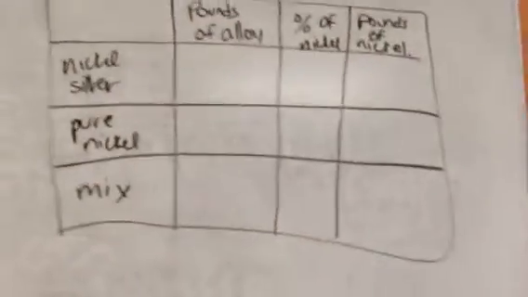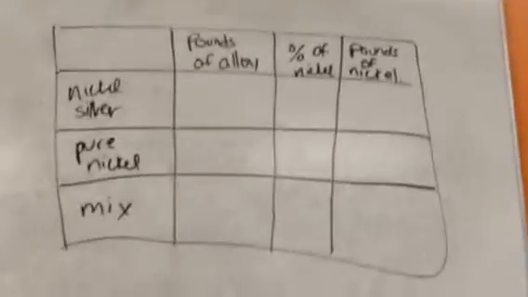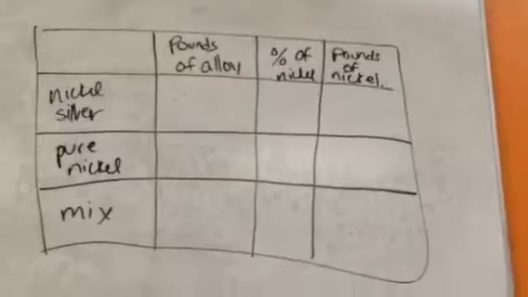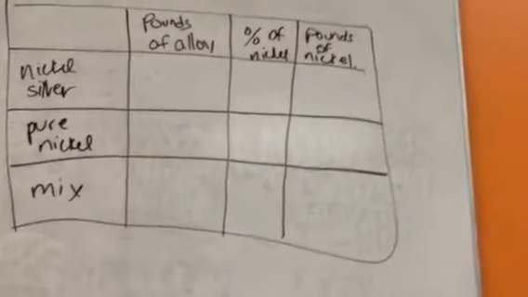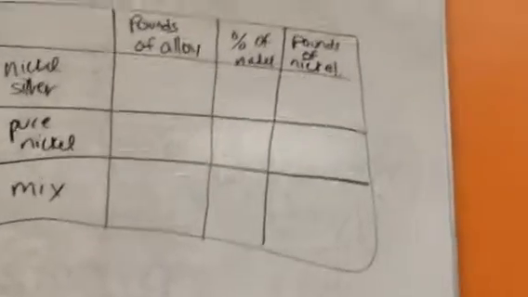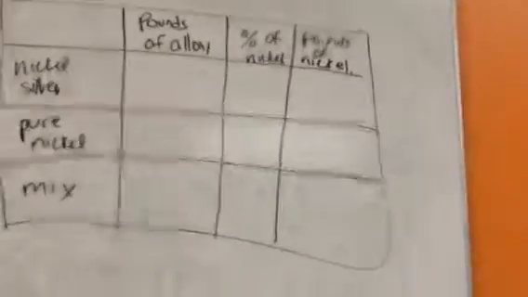It's on page 170. Nickel silver, often used for coating tableware, is an alloy containing 15% nickel, along with copper and zinc. How much pure nickel must be melted with 70 pounds of nickel silver to make an alloy that is 20% nickel? All right, so what do we know?